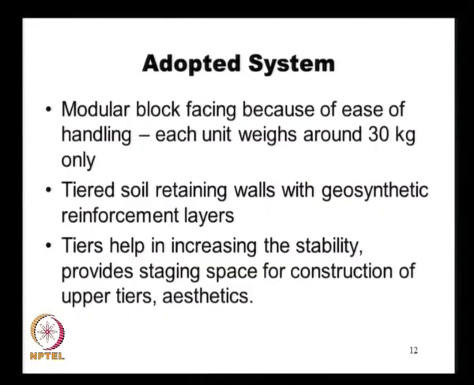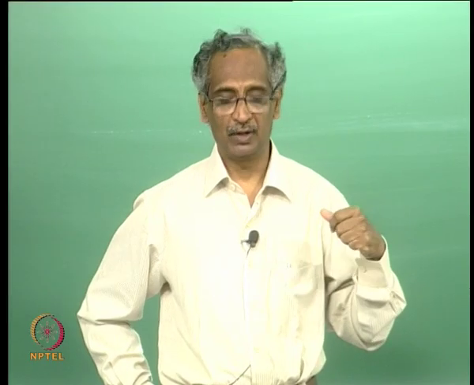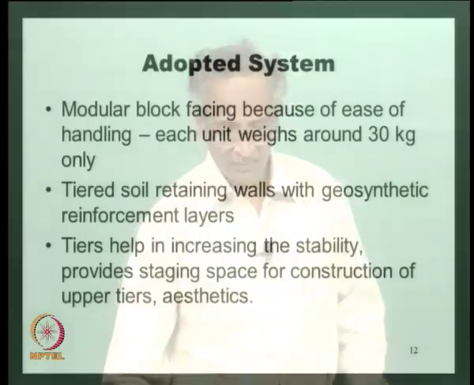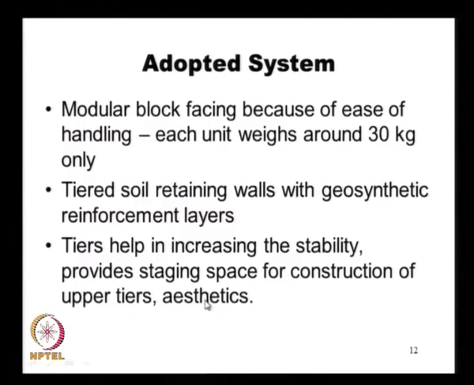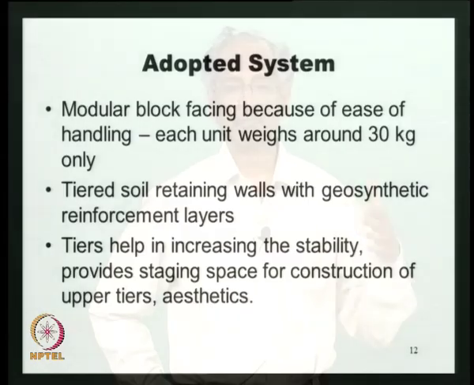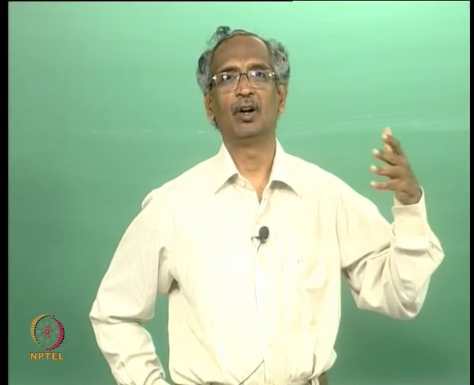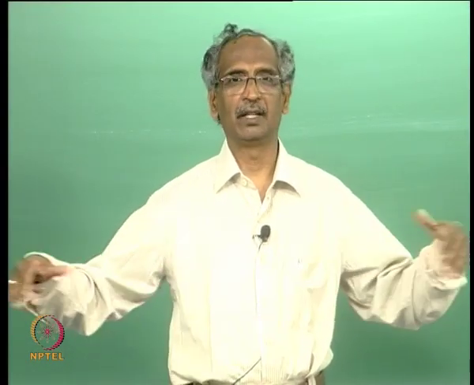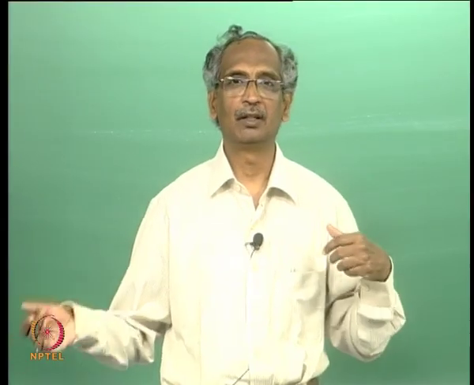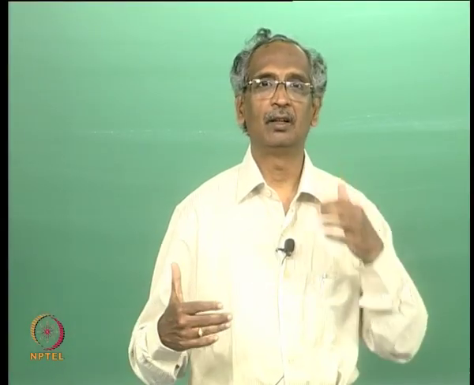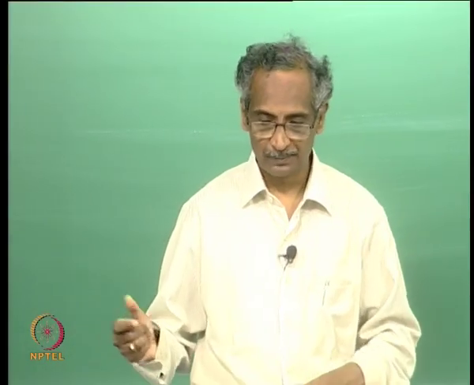To construct upper reaches of the wall we need some base, and that base is provided by these tiers. And in terms of appearance and the aesthetics, the tiered wall looks much better, because we break the monotony of the wall and we can grow some vegetation on these tiers, so that in future this wall can be blended with the surroundings.